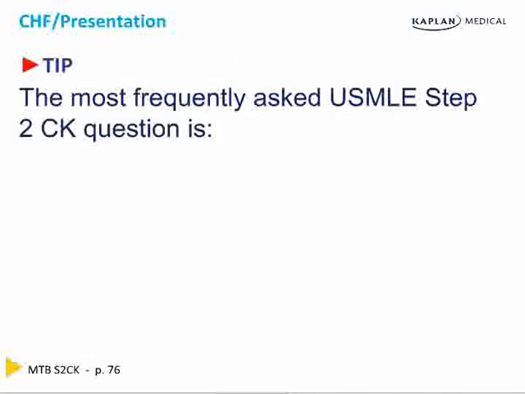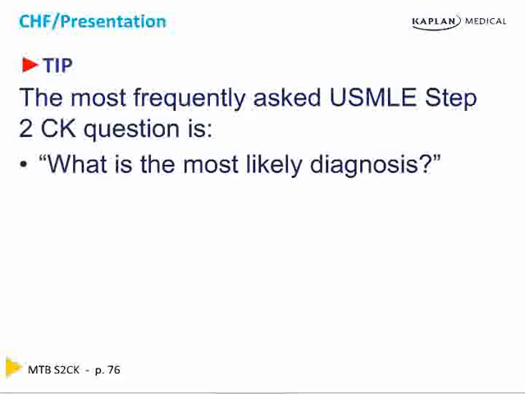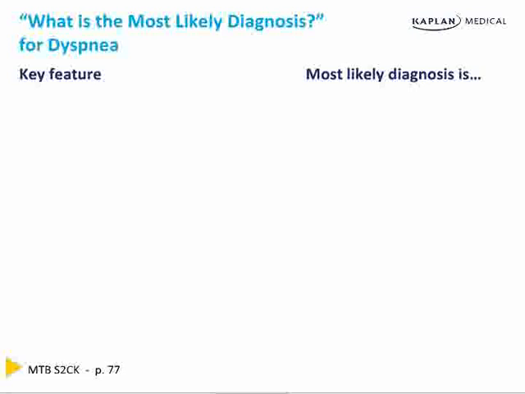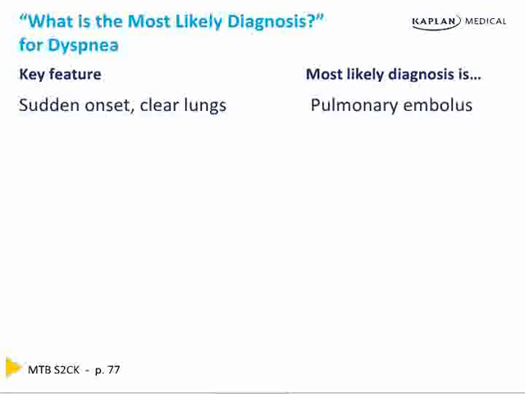Remember, the most frequently asked question on Step 2 CK is, what's the most likely diagnosis? So how do I answer the question, what's the most likely diagnosis for shortness of breath? It's sudden onset. The lungs are clear. Which of the following is the most likely diagnosis? Sudden onset of shortness of breath and clear lungs equals pulmonary embolus.